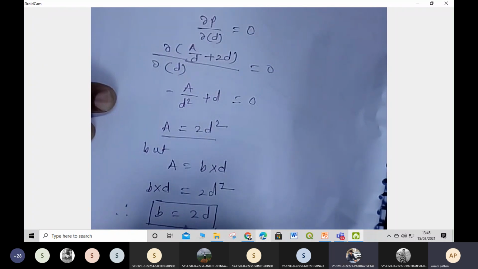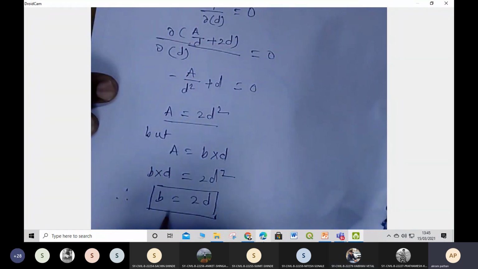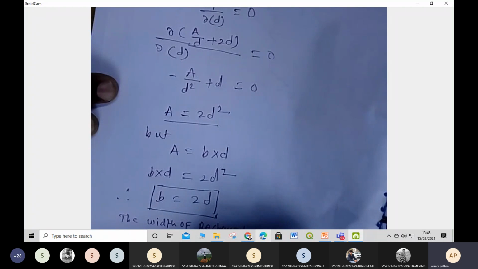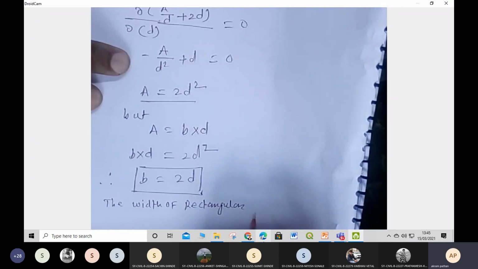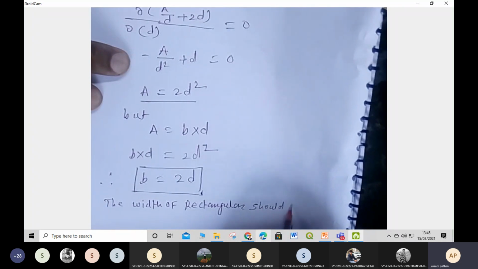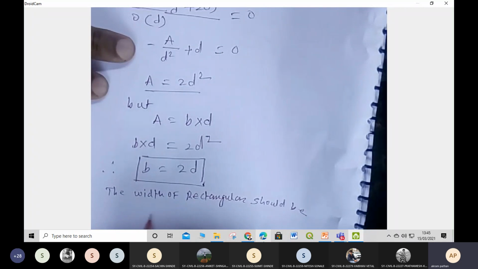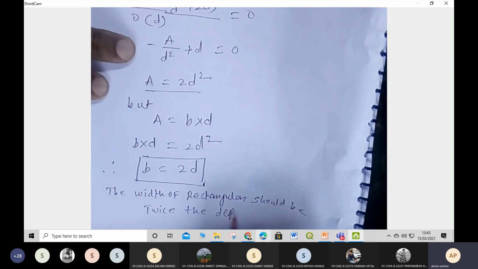What is the meaning of this? The meaning of this equation is that the width is equal to twice the depth of flow. So if I write in a sentence, the width of a rectangular channel should be twice the depth of flow.